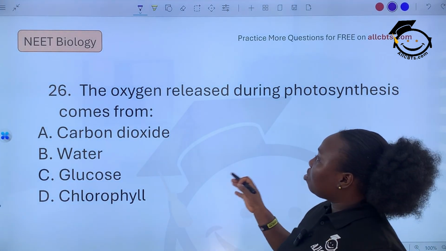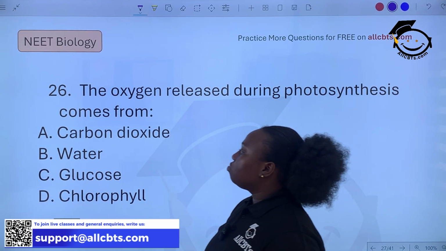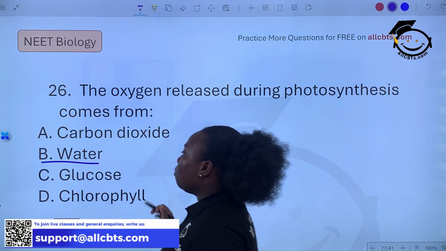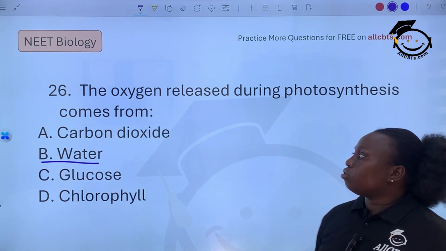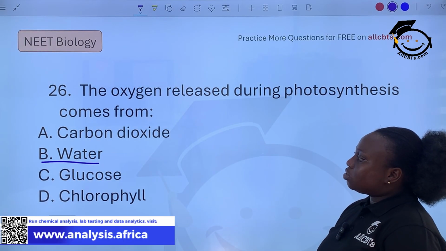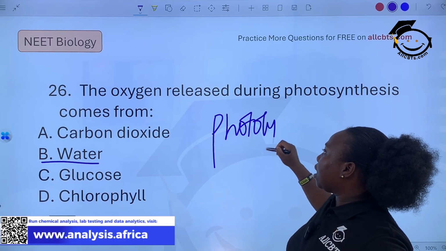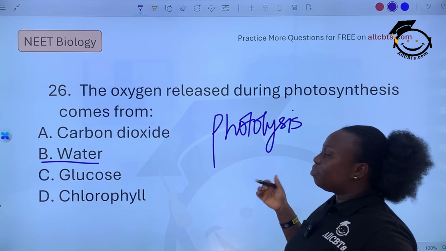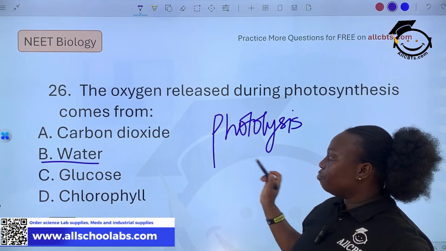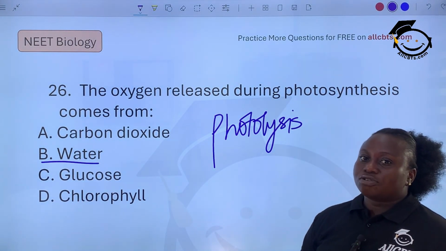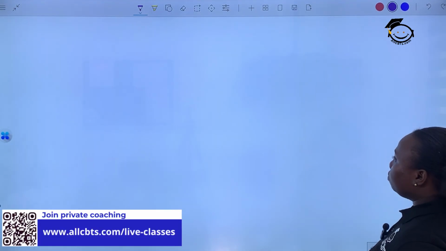Number 26, the oxygen released during photosynthesis comes from what? It comes from water. Why? During the light stage of photosynthesis, photolysis occurs. What is photolysis? That is the splitting of water. After the water is split, the oxygen from the H2O is released as oxygen at the end of photosynthesis.